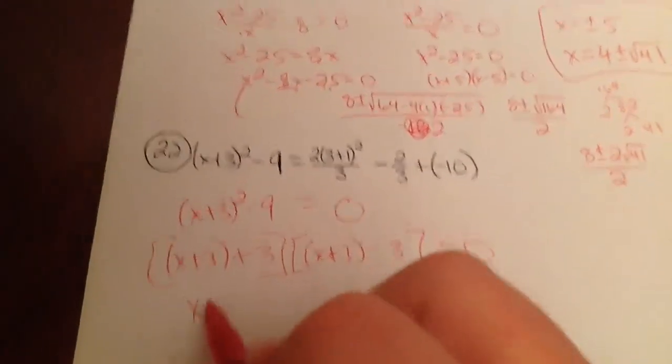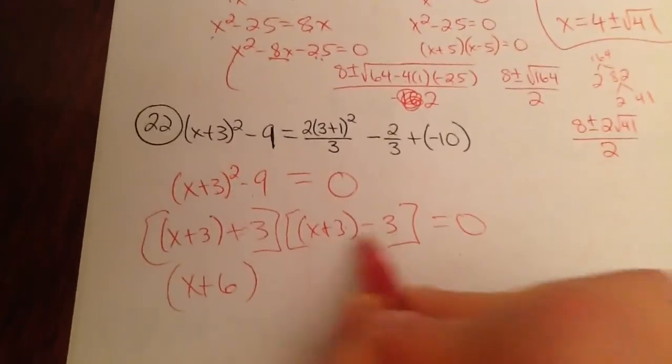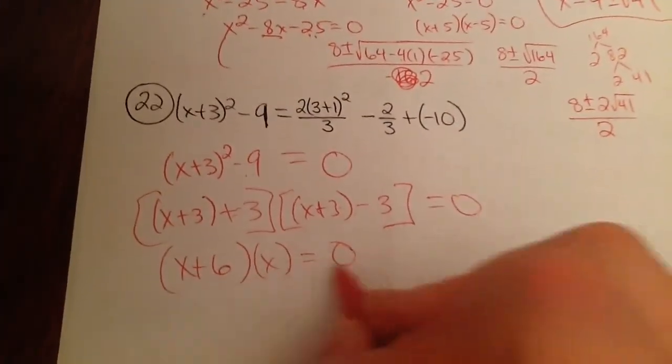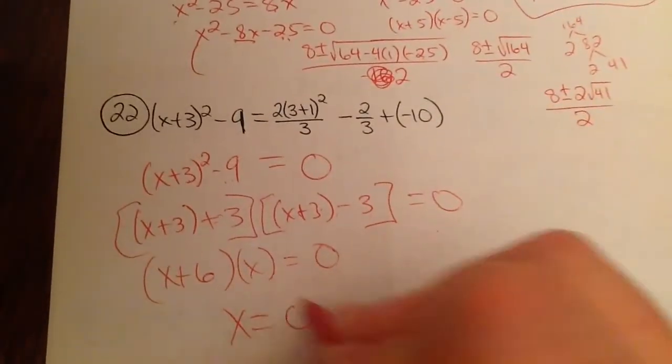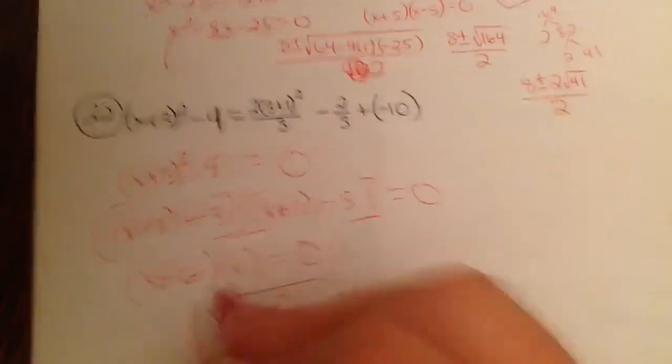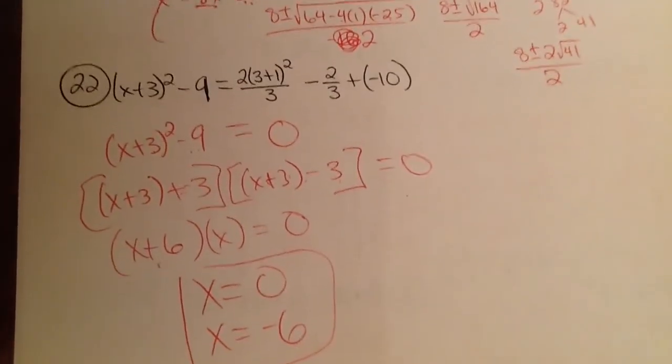So I got x plus 6 times x equals 0. So set each factor equal to 0, x equals 0. Set that one equal to 0, subtract 6, x equals negative 6. And that's it.